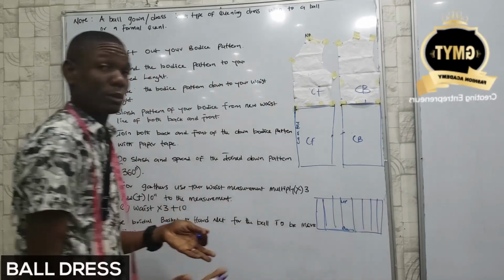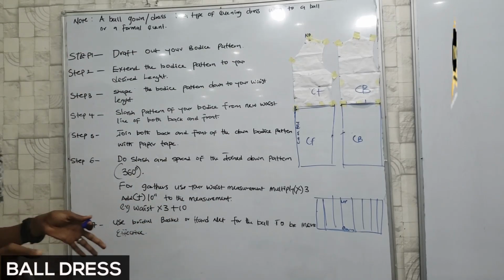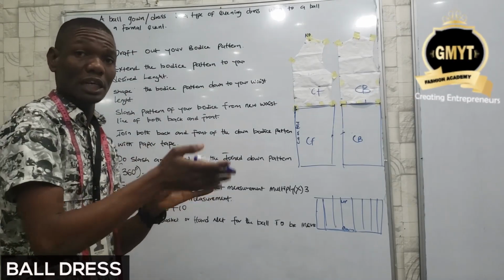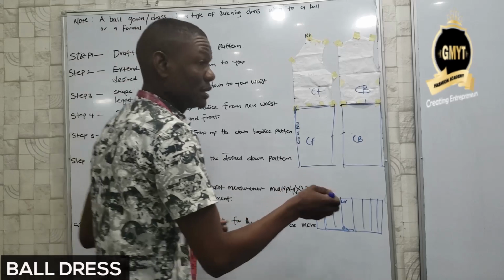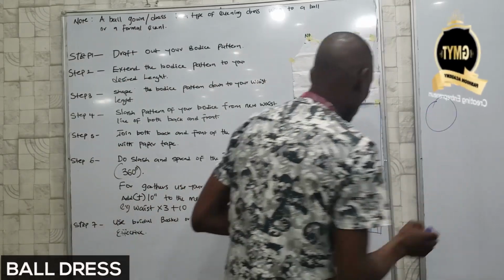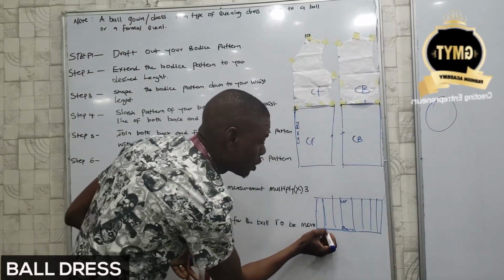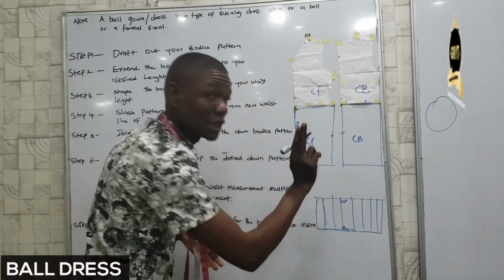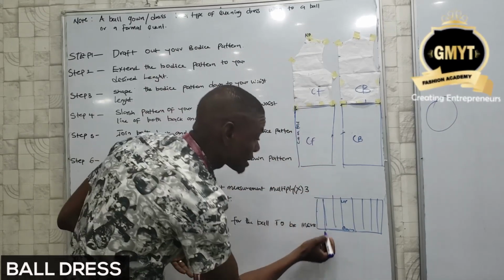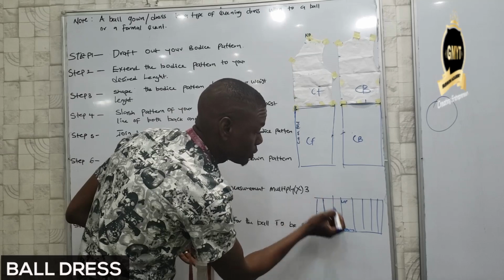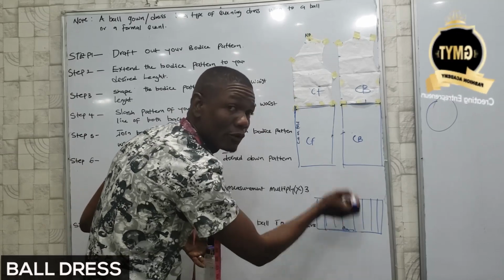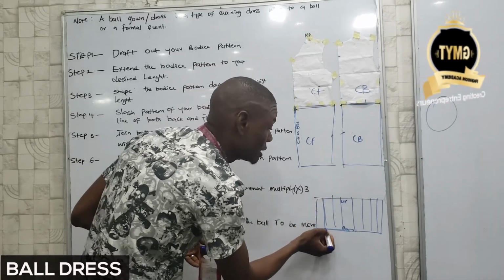There's no particular measurement for this. The whole idea is to make sure after folding you slash and spread, you can get a 360-degree. This is a 360-degree, a circular form. So now you are slashing from the down part to the tip. Please take note, don't cut off. You are slashing from the down part to the tip on every line that you have here. I repeat, from the down part to the tip.